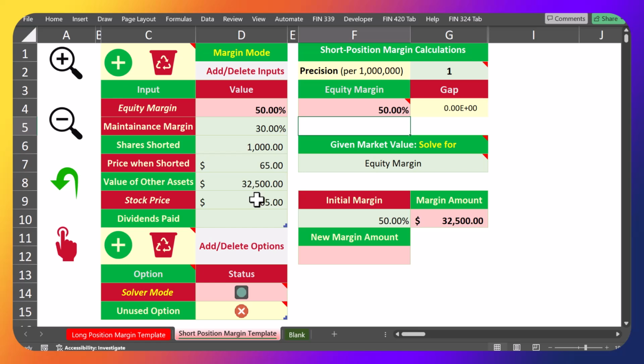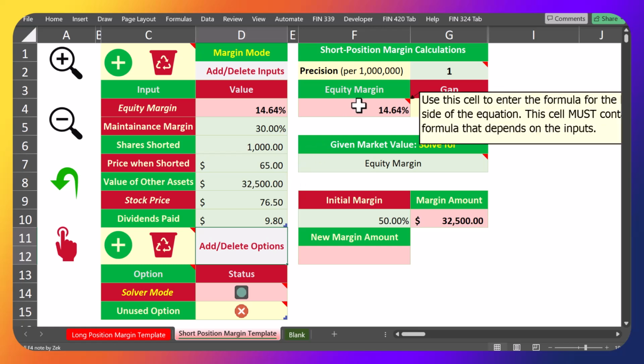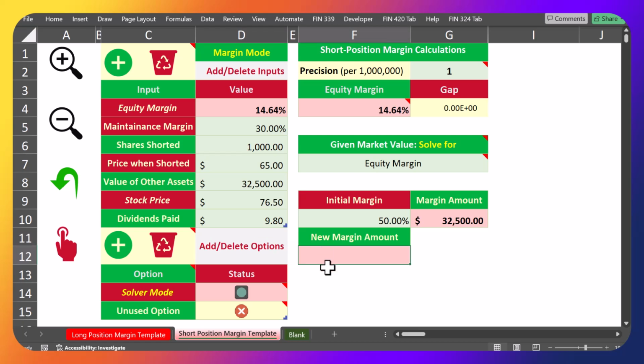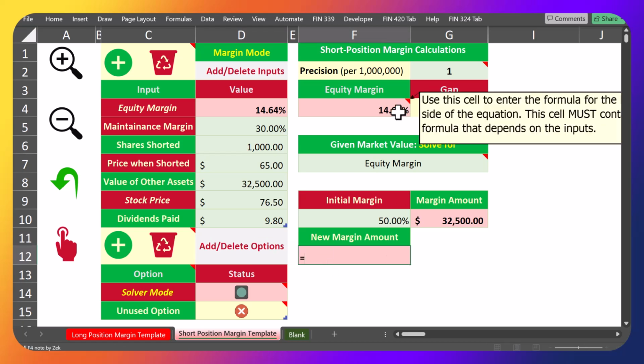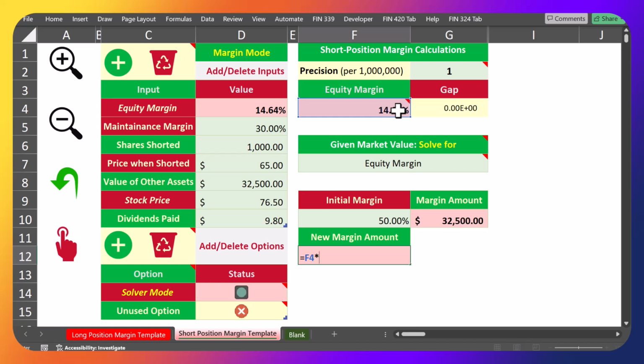Now, at the end of the year, the price goes up to 76.50, but there is also $9.80 per share dividends paid. So the equity margin goes down to 14.64%. So the new margin amount is equity margin percentage times number of shares shorted times the current stock price. So the new margin amount is 11,200.